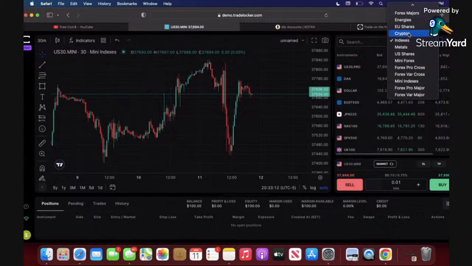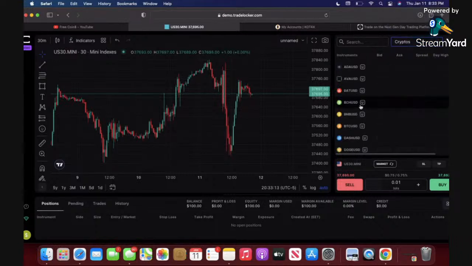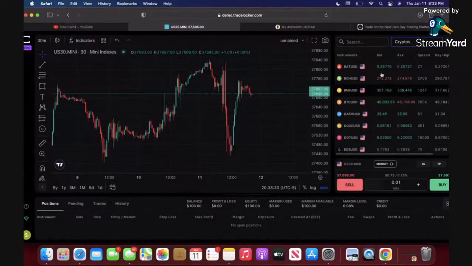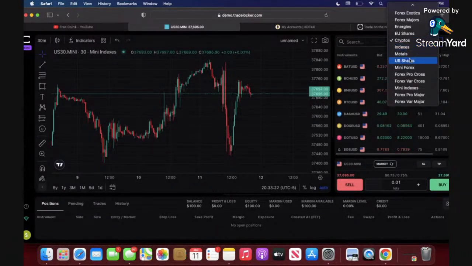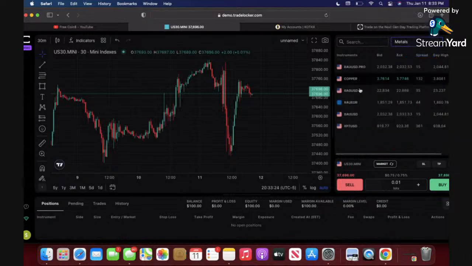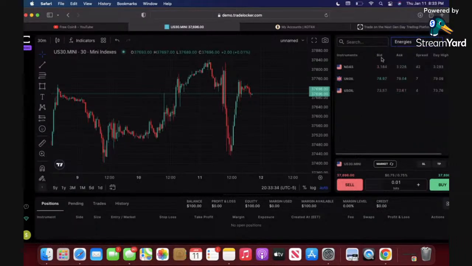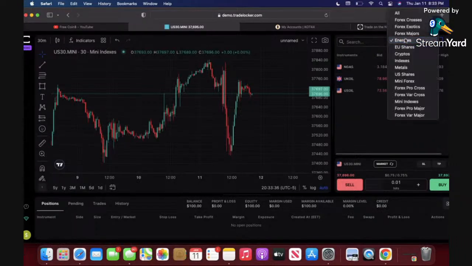They also got it broken up by crypto. I know crypto has been taking off heavy lately. So you've got Bitcoin, Dash coin, Dogecoin, and they also got metals. Like I said, I was just on gold. So you got gold, silver, copper. They got everything. They even got oils. I want to say that's energies, if I'm right. Got US oil, gas, UK oil.